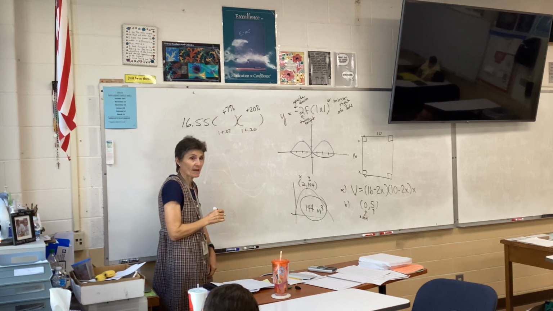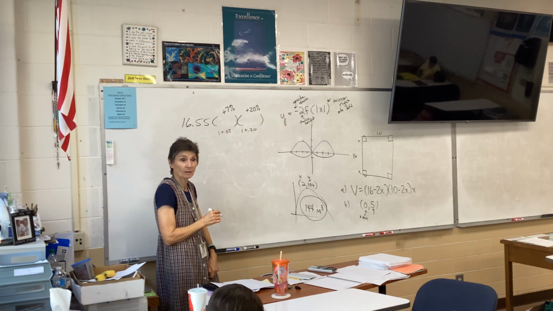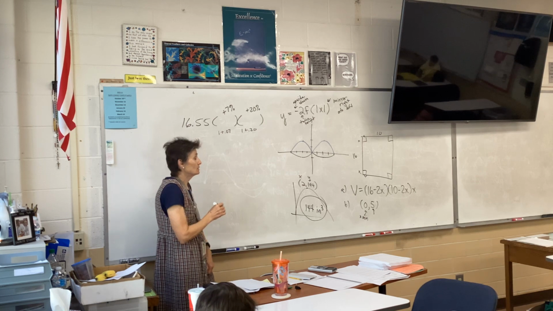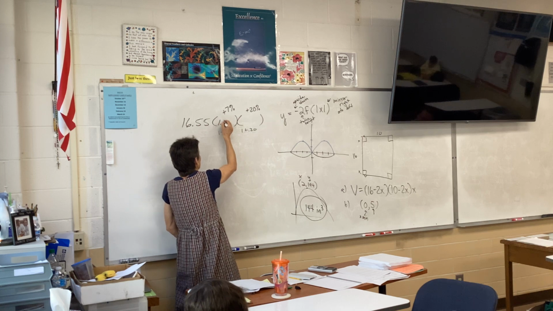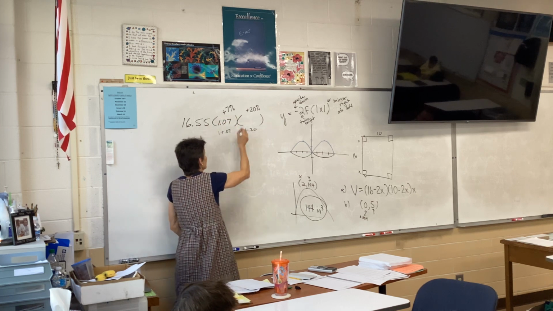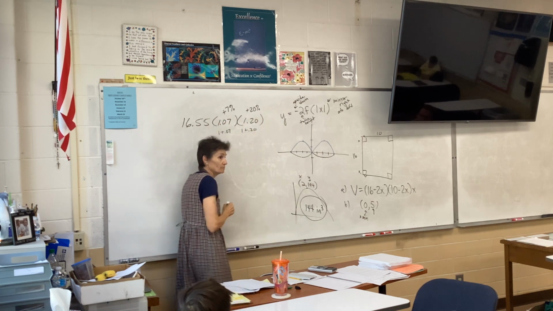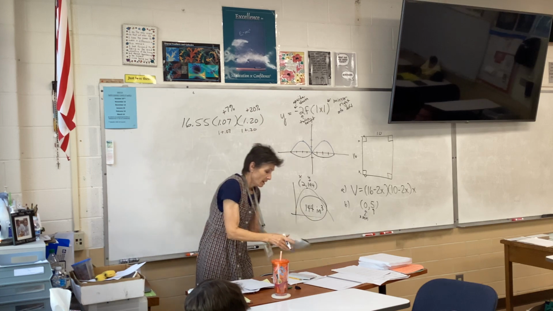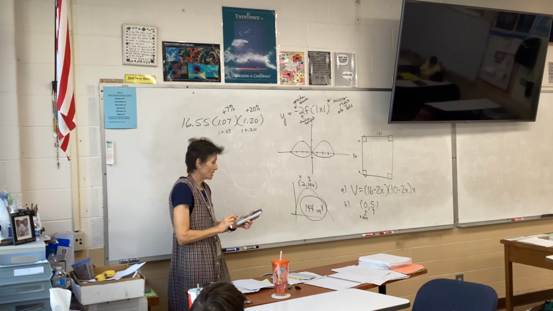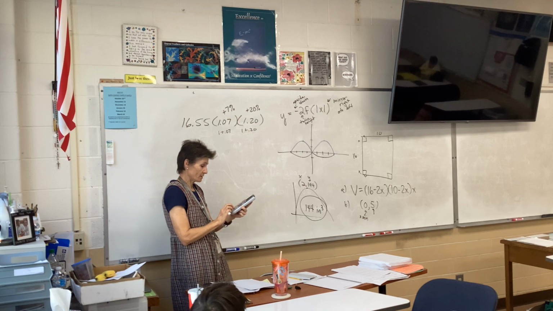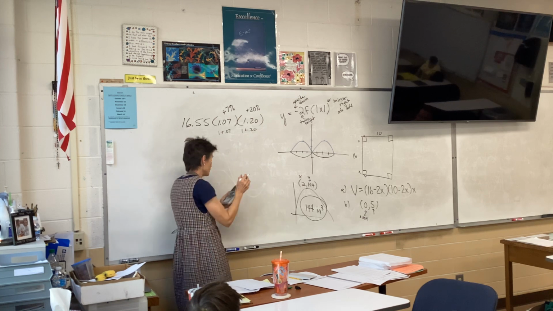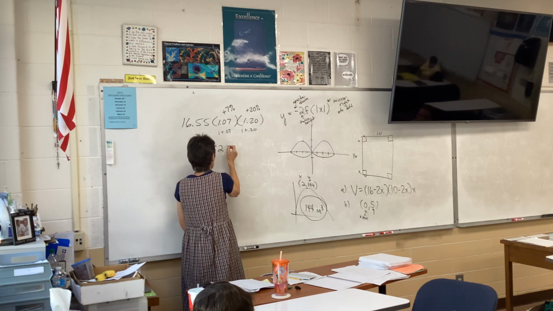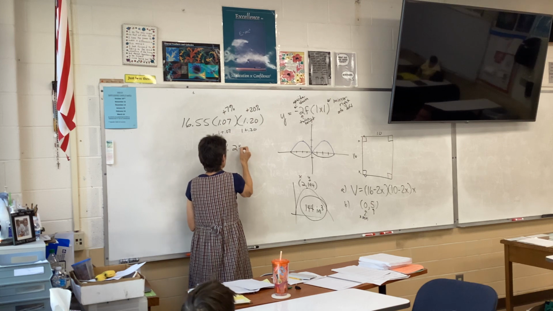Would everybody agree with that, since these are add-ons, 1 plus? So I'm gonna take 16.55, multiply it by 1.07 and 1.20. And that will tell me how much I have to pay altogether. Did you get $21.25?